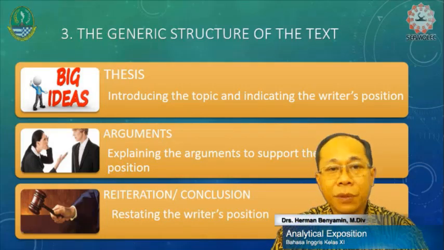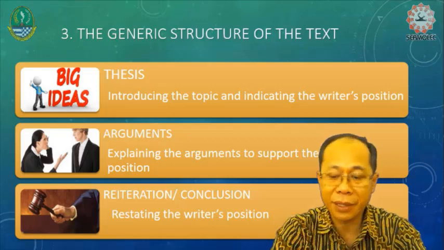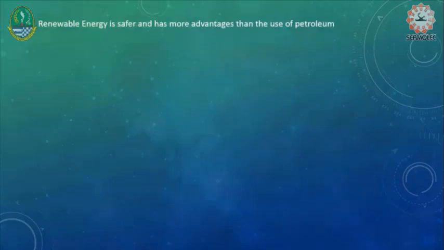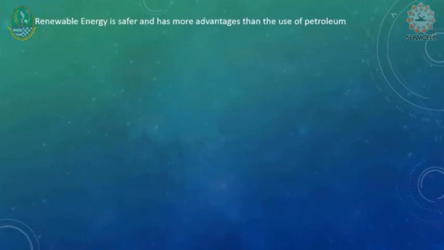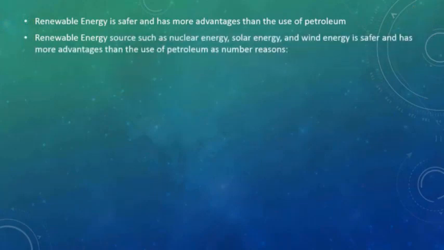Now I would like to give you an example of the text of analytical exposition. My friends would like to read a text, and then you have to listen very carefully. Listen to the text. Renewable energy is safer and has more advantages than the use of petroleum. Renewable energy sources such as nuclear energy, solar energy, and wind energy are safer and have more advantages than the use of petroleum.